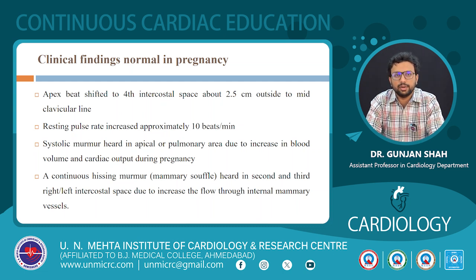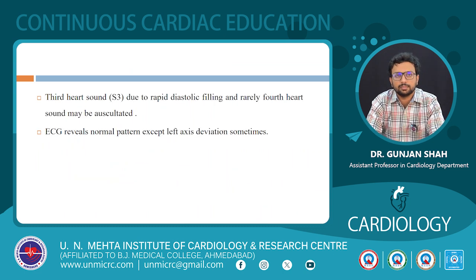A systolic murmur may be heard in the apical or pulmonary area due to increased blood volume and cardiac output during pregnancy, which is the result of decreasing peripheral vascular resistance and increasing plasma volume, which we will see later on in the slides. A continuous hissing murmur, the mammary souffle, heard in the second and third, right or left intercostal space, is due to increased flow through the internal mammary vessels due to increased blood supply to the breast.